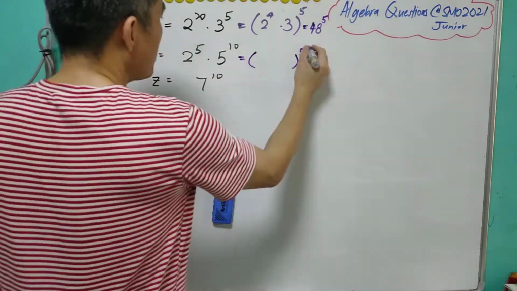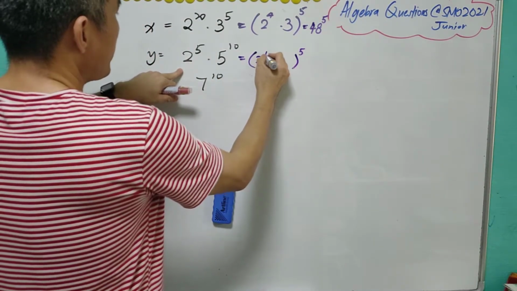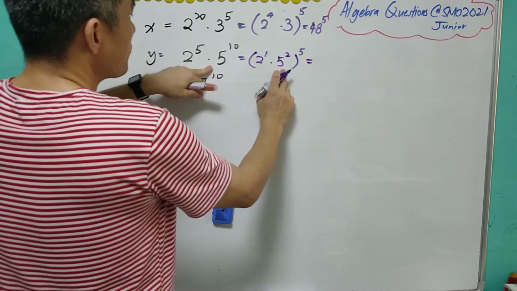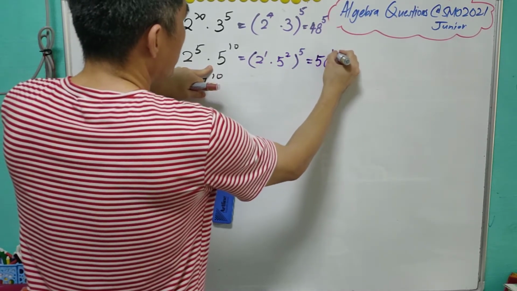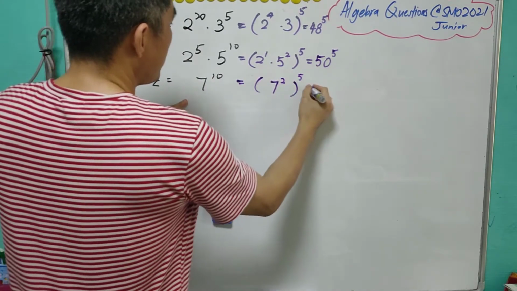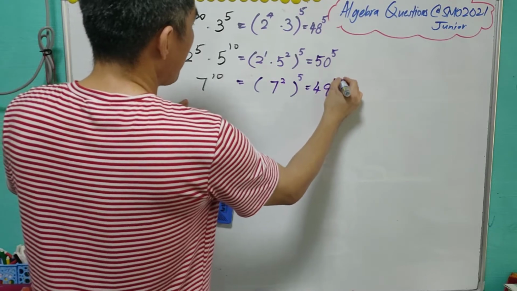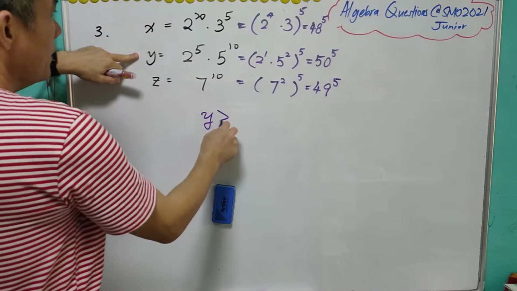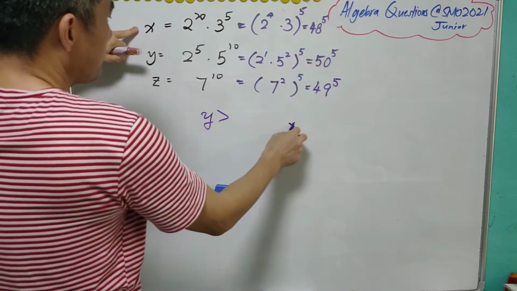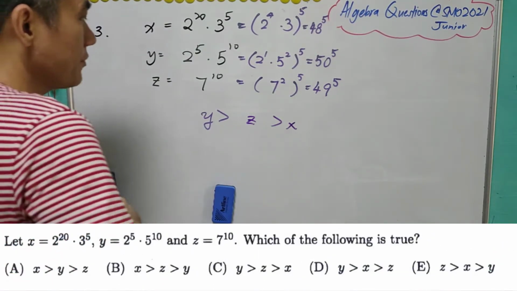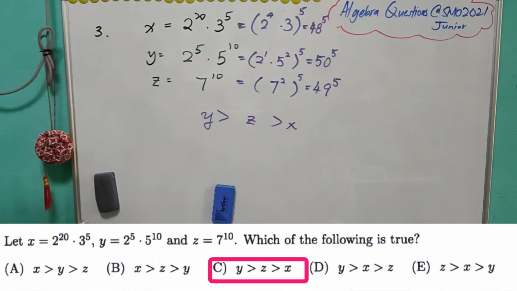For the second one, take out the 5. This will be 2 to the power of 1 and this is 5 to the power of 2. So this is 2 times 25, that is 50. 50 to the power of 5. And lastly, this is 7 squared, so that is 49. 49 to the power of 5. And obviously from here we can see that Y is the largest and X is the smallest, Z is in the middle. And from the options that we have, it is option C. So C is the answer for this question 3.